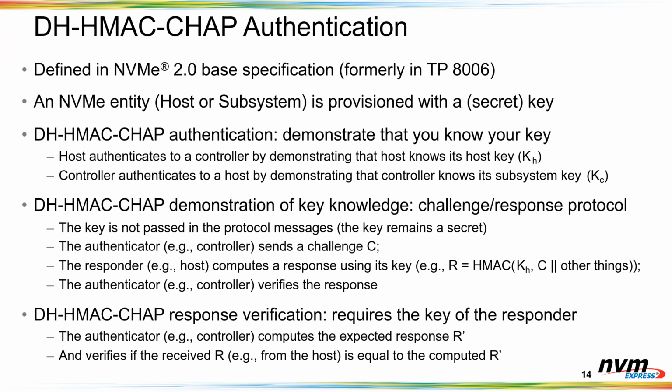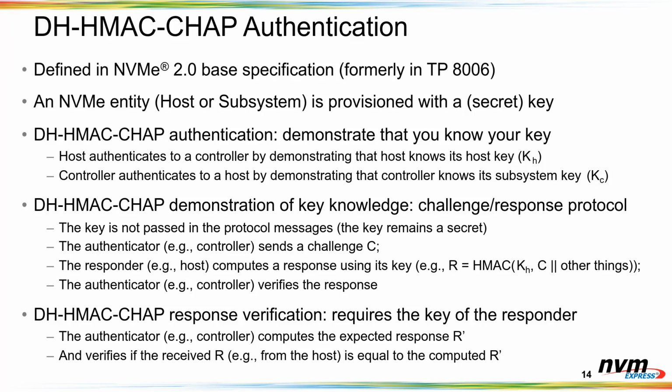The way in which it works, an NVMe entity, either a host or a subsystem, is provisioned with a key, which is a secret quantity, fundamentally a secret random number. And the purpose of the authentication, you authenticate your party if the party demonstrates that it knows its own key. So the host is authenticated by a controller if it demonstrates that it knows its host key, KH. And a controller authenticates to a host by demonstrating that it knows its subsystem key, KC. That's how you demonstrate your identity.